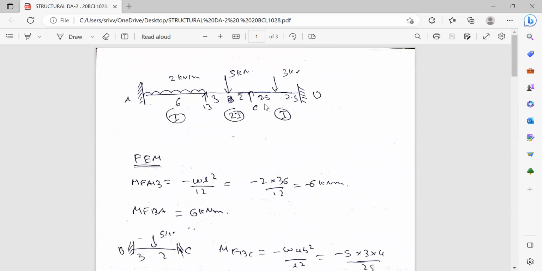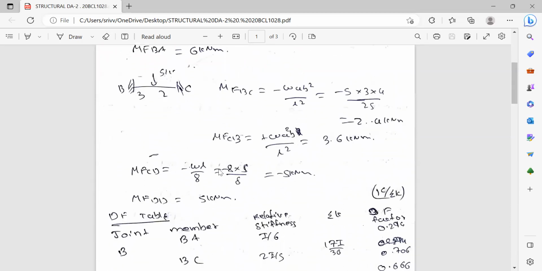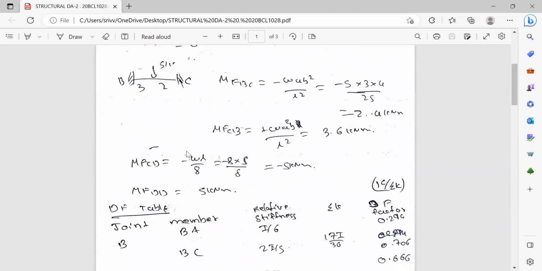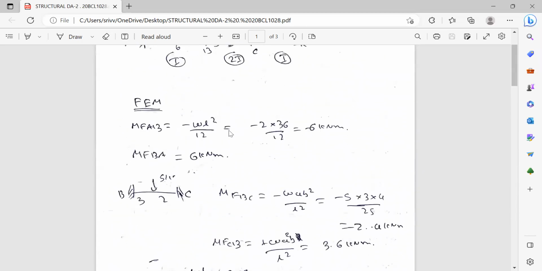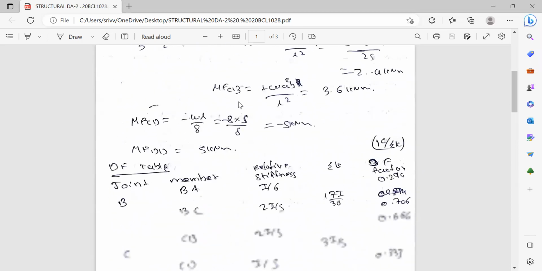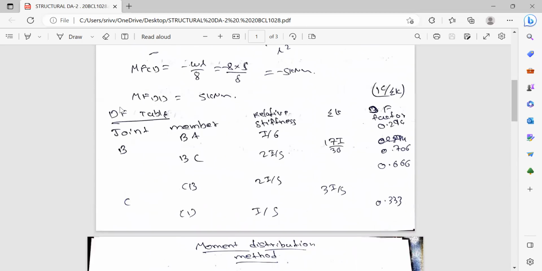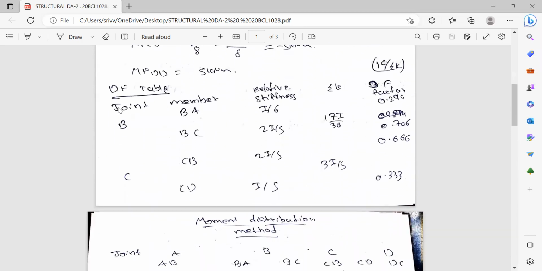And for CD with point load 3 kilonewtons here, the formula would be minus WL by 8, same as AB. And then we draw the distribution factor table.